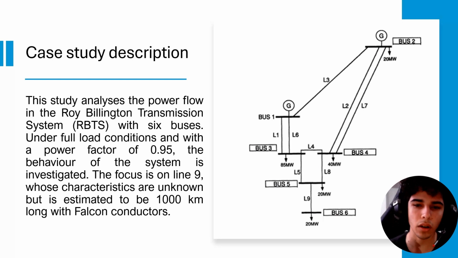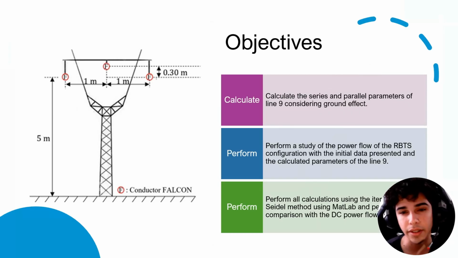We were given all the data referring to the parameters of each of the lines, with the exception of line 9, whose parameters we must calculate. It is necessary to know the injected power, demanded power, and lost powers in the buses and lines. Also, voltages in buses and line currents. To do this, we will use iterative methods, specifically the Gauss-Seidel method using MATLAB software. In addition, we will make comparisons with the DC power flow method and a simulation in a program called PowerWorld.